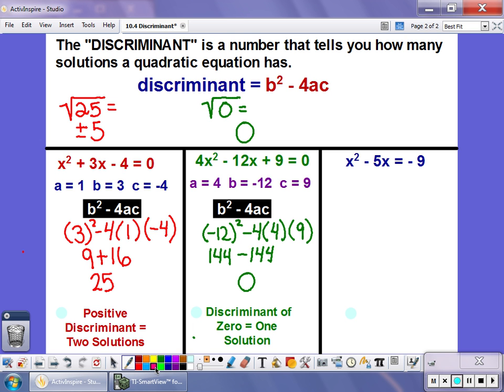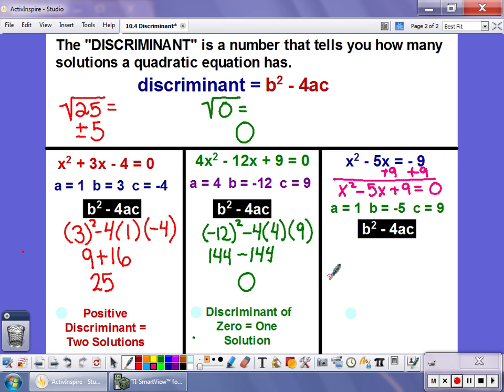Now for this last problem, I showed it a little differently. Look, it's not equal to 0. So my first step here is going to be to add 9 to both sides to make this equal 0. So I've got x squared minus 5x plus 9 equals 0. Now I'm ready to figure out what a, b, and c are. And then from there, I can use my formula.